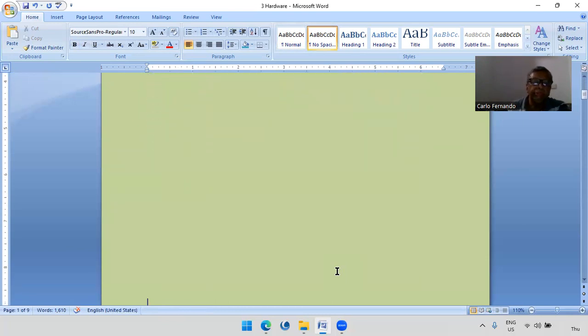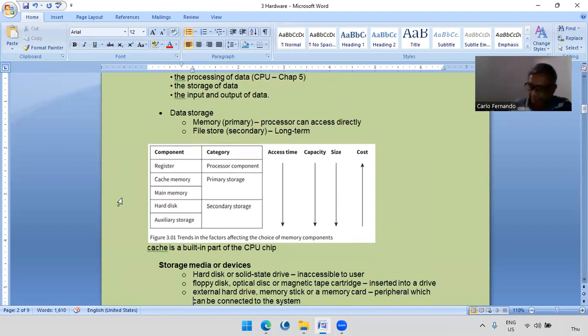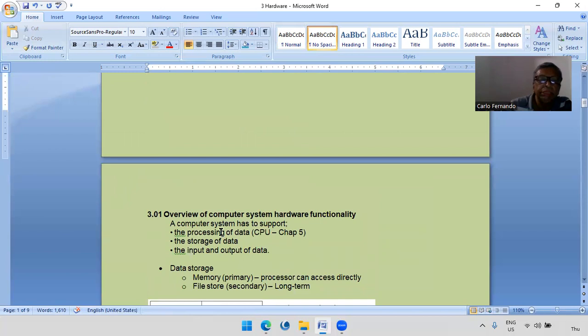So the very first thing is overview of computer system hardware functionality. The system has to support the processing of data. Who does it? The CPU. Not a human, though I said who, but it is a CPU that does the processing, and that will be done in chapter 5. The storage of data. Where do you store the data? And the input and output of data. Input, very important, and the output is the useful information. Let's take that. Processing is not covered in this chapter.